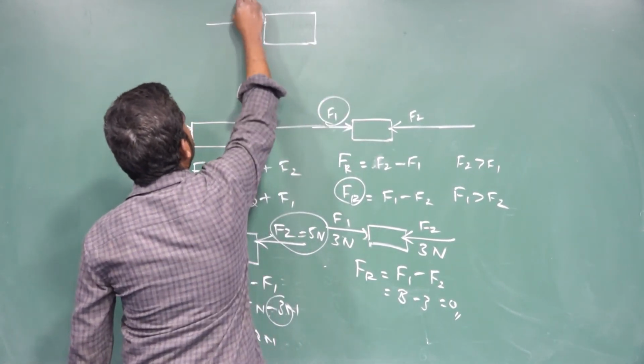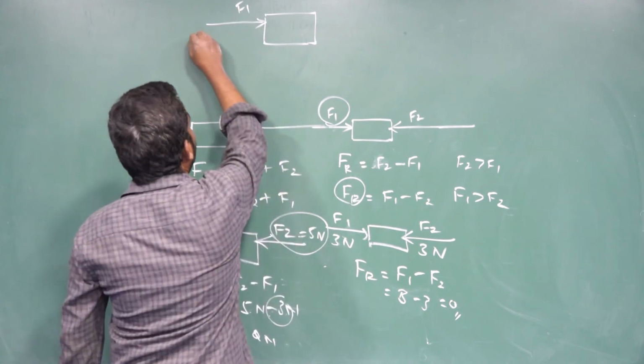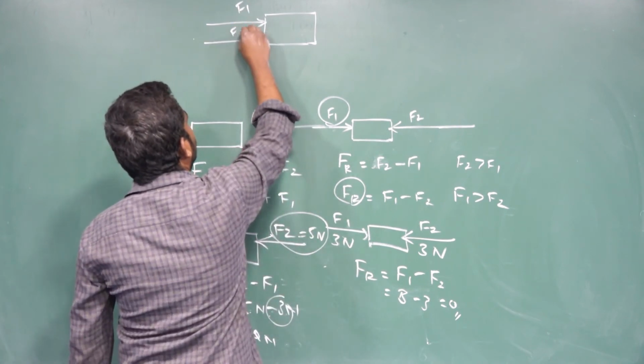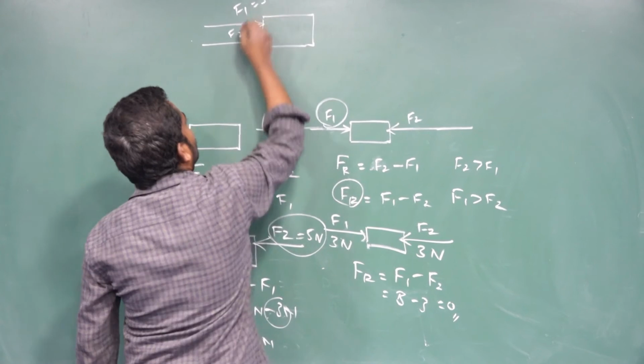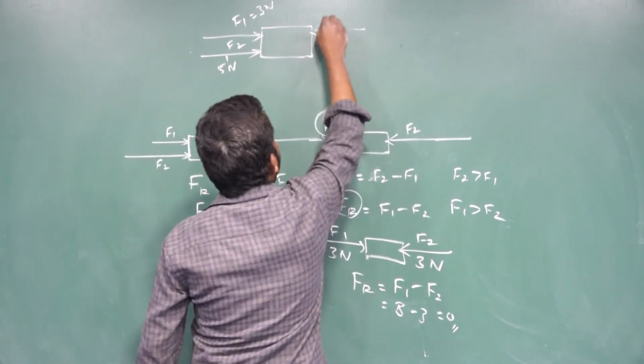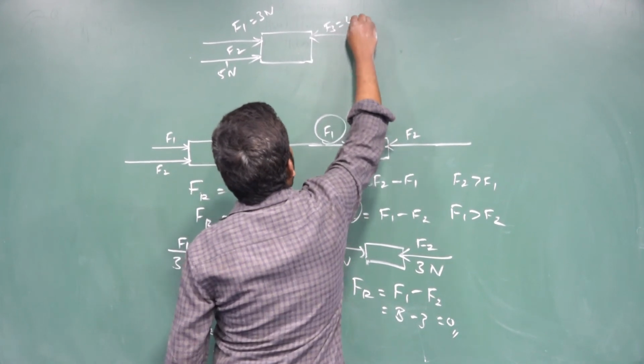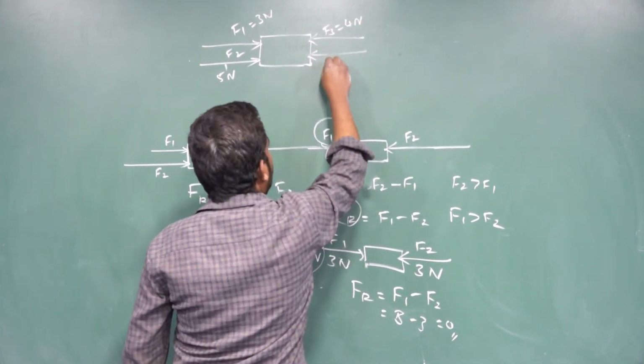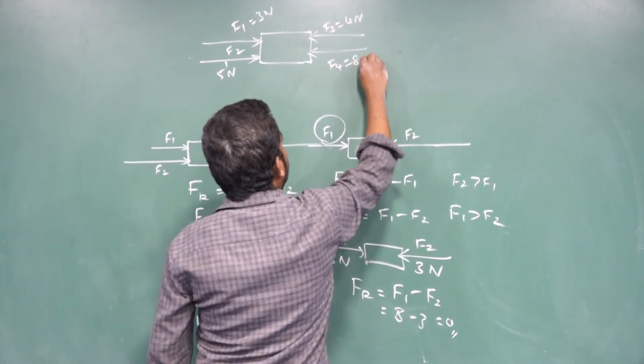See, this is F1. This is F2. F1 is equal to 3 Newton. F2 is equal to 5 Newton. Another one, F3 is equal to 4 Newton. F4 is equal to 8 Newton.